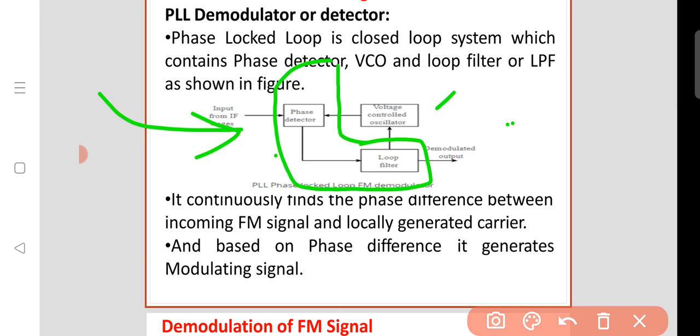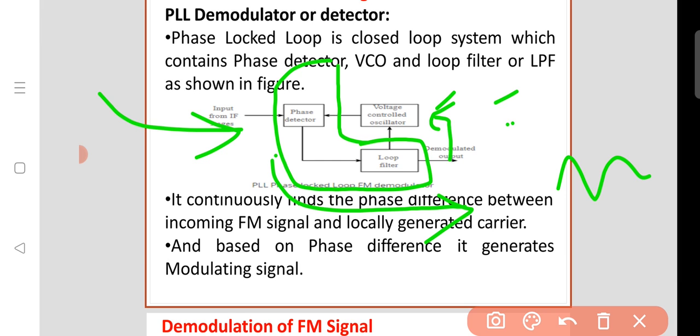So first of all, the FM signal is presented to the phase detector, and that signal is simply passed through the low pass filter. It is also called the loop filter. The low pass filter only allows the low frequency signals, that is nothing but our message signal. It gives only the message signal. But in the same manner, that signal is further fed back to our phase detector.